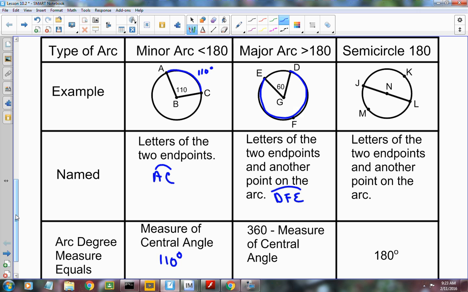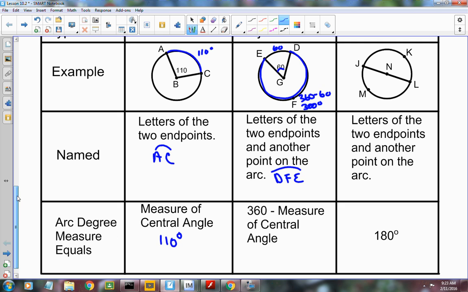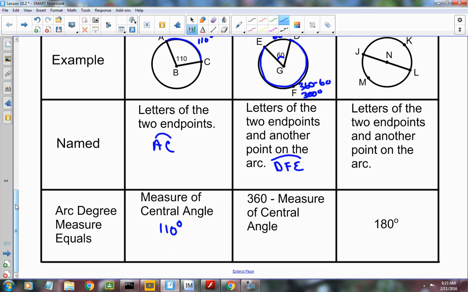Now, to find the measure of the major arc, we know that this angle here is 60, so this is 60. This is the rest of the circle, okay? So you could add its pieces up, or you could do 360 minus what that little minor arc is, and that would give you the measure of your major arc. Sometimes you know all the pieces and you can add them together, but if you don't, then you can do that.